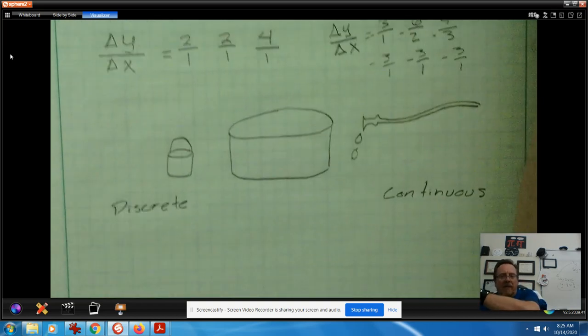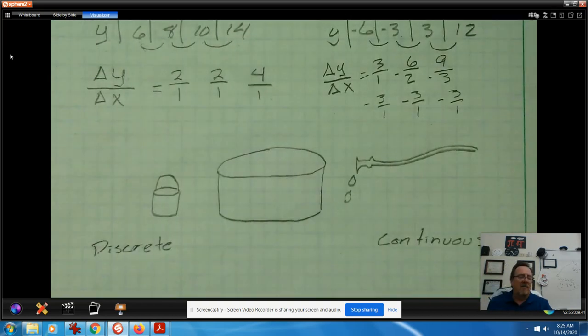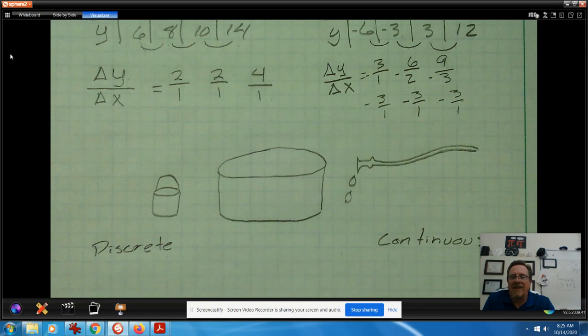Let's go on to the second part that they talk about in your book, and that is what is a discrete function versus what's a continuous function.